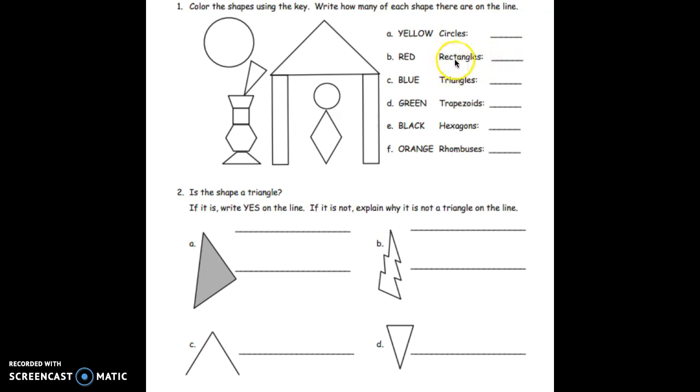Next, B, is you're going to look for all the rectangles. Any rectangle that you find, you're going to color red. Rectangles are going to be red. After you have colored all your rectangles, you're going to write on the line how many rectangles you colored.